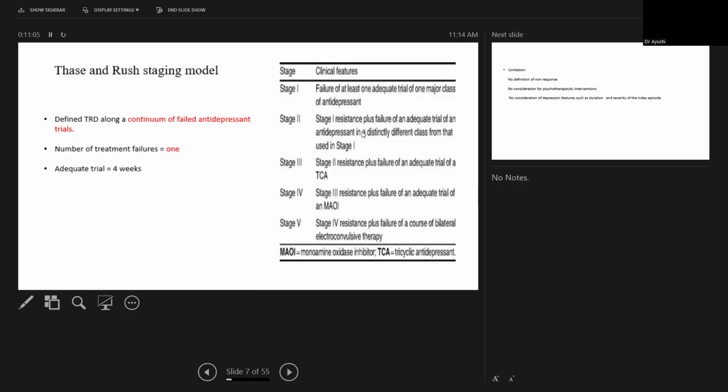So number of treatment failures required to be called as TRD is 1 and adequate trial is defined as 4. So in this staging, there is stage 1, which is failure of at least one adequate trial of one major class of antidepressants. Stage 2 is failure of 2 antidepressant trials. Stage 3 is stage 2 plus failure of one TCA. Stage 4 is stage 3 plus failure of one MAO inhibitor. And stage 5 is stage 4 plus failure of bilateral ECT.